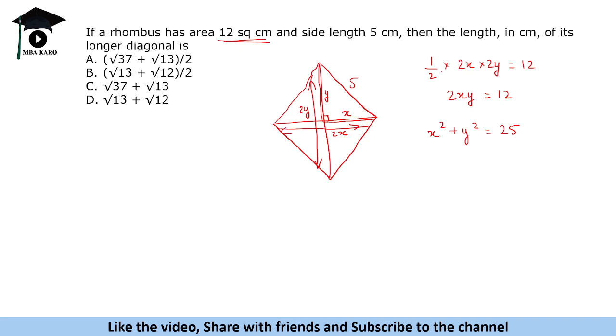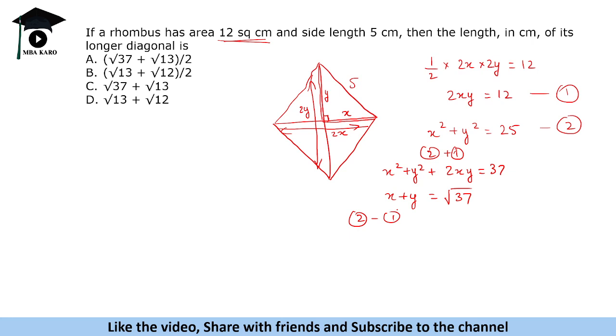Now what we need to find? We need to find the length of the longer diagonal. So if we add these two values, what do we get? x square plus y square plus 2xy is equal to 37. So this means x plus y will be equal to root 37. This is the first equation, second equation. If we subtract the first equation from the second equation, we get x square plus y square minus 2xy is equal to 13. So this gives x minus y is equal to root 13.